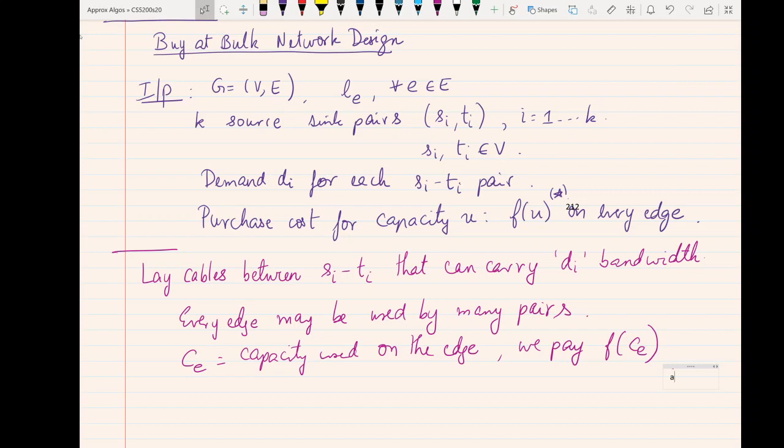So suppose you say that I need to route between city A and city B d_i units. Now I choose a path to route this, right? And on this path, I need to put at least d_i amount of bandwidth.